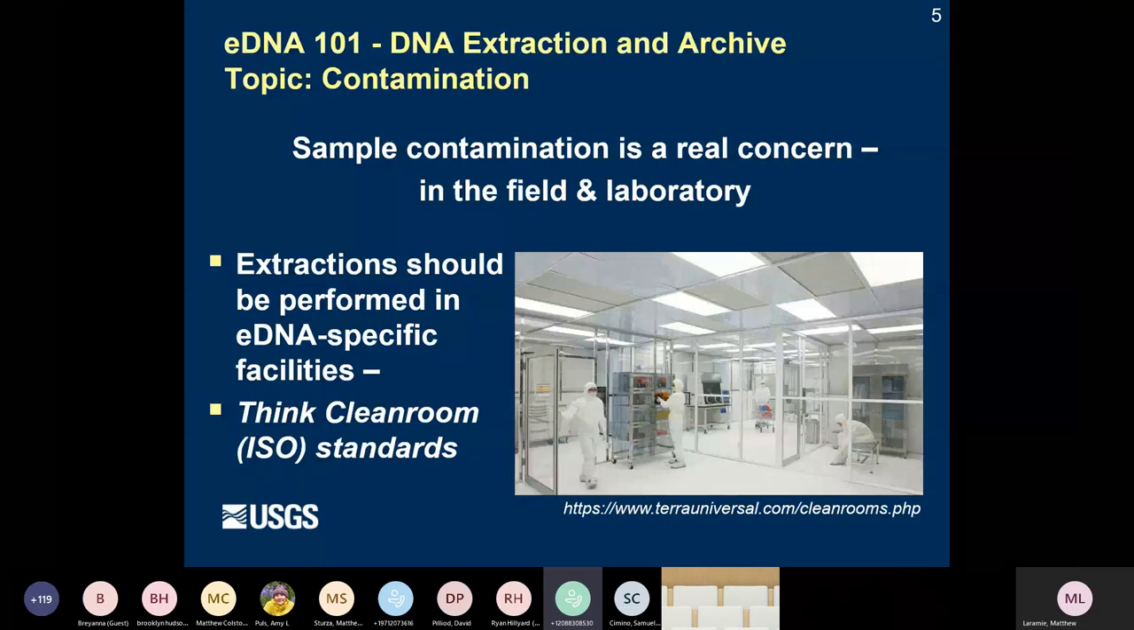Because of this real potential for contamination, it's my opinion that extractions really ought to be performed in eDNA-specific facilities. Essentially, this would approach clean room ISO standards. Currently, we don't have any regulatory standards in place for eDNA laboratories. I wouldn't be surprised if someday this field does get to a point where we have that, at least for some labs. So far, it's really been up to the field itself and the researchers to self-regulate. That's why I'm bringing it up here in the beginning, because it is crucial to be able to consistently produce defensible data.